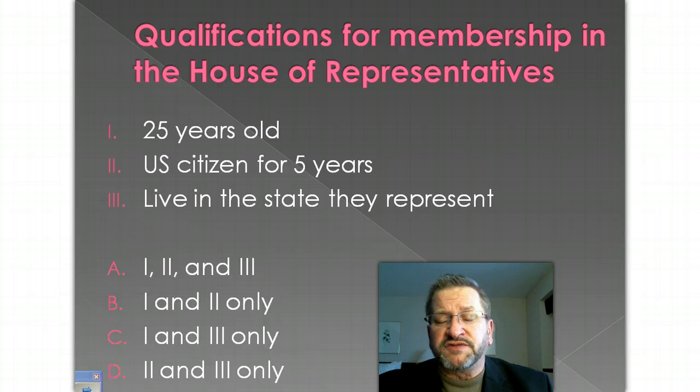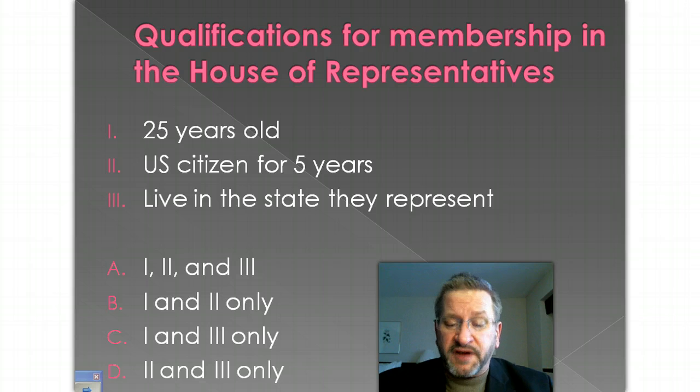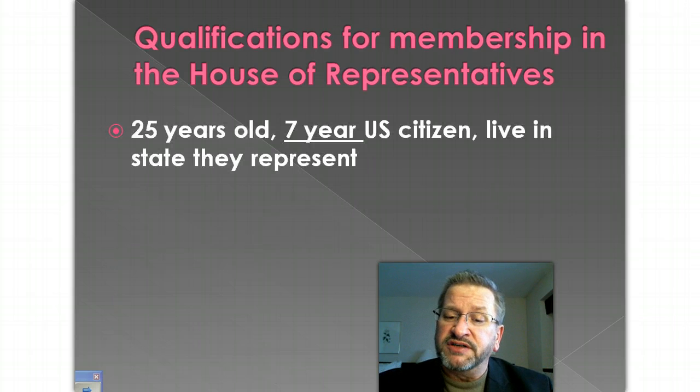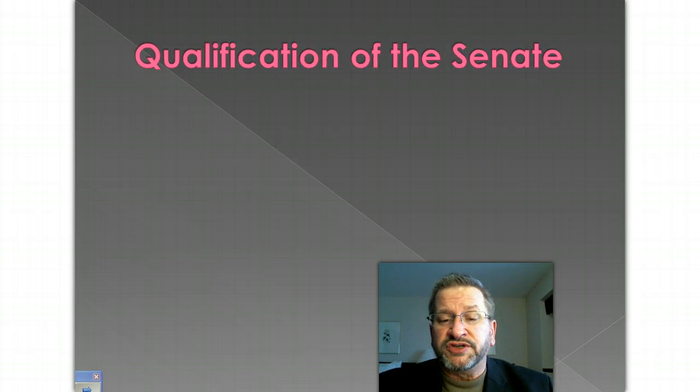What about qualifications for the House of Representatives? Let's take another quick quiz. Do you have to be 25 years old? Do you have to be a U.S. citizen for 5 years? And do you have to live in the state that you represent? Well, we know that the answer is C. 25 years old and live in the state you represent, but you have to be a citizen for 7 years, not 5. We do know that it's 2-year terms.